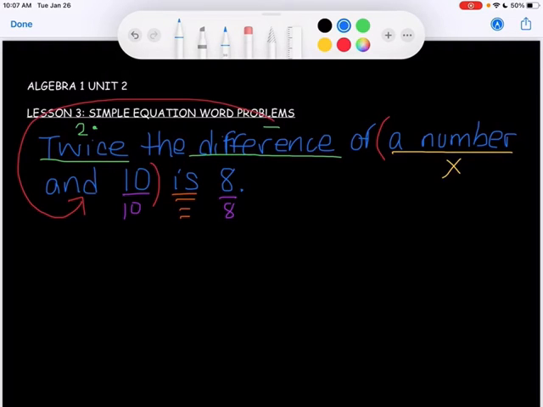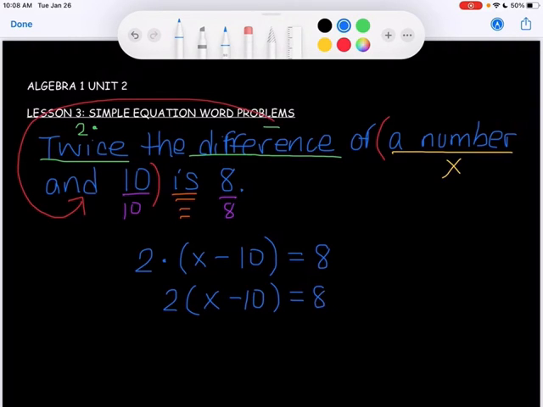So now we can write our equation. It's 2 times, well, remember that subtraction sign's going in between. We've got parentheses, a number with x. Remember, we're putting the subtraction sign where and is, minus 10, equals 8. And then I could rewrite this as 2x minus 10 equals 8 because 2 times that is the same as putting the 2 right next to the parentheses. And then we can just solve this.